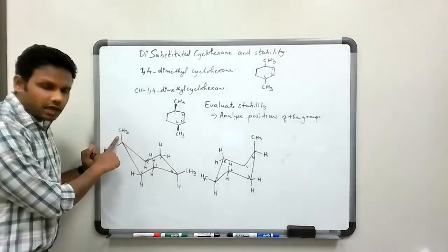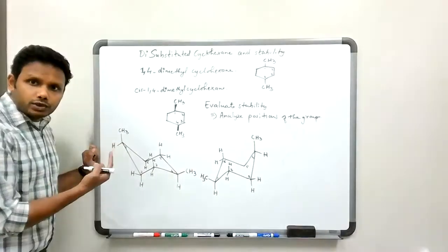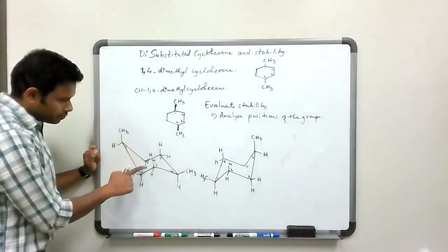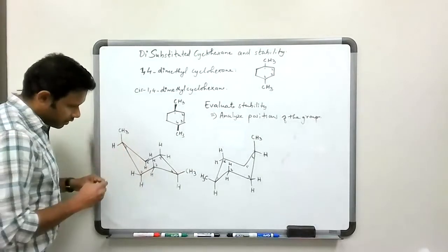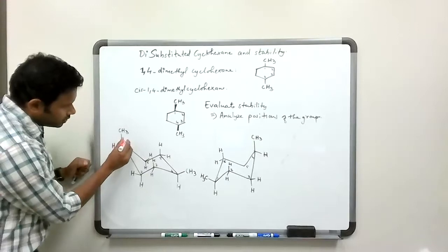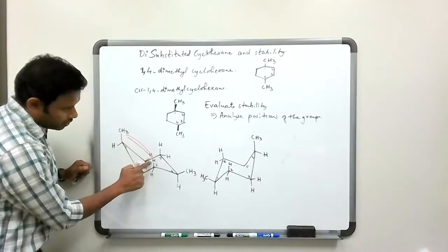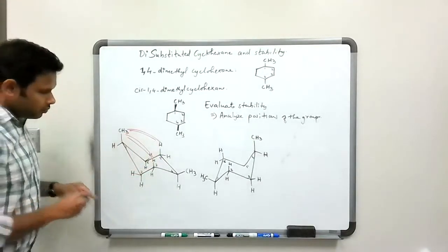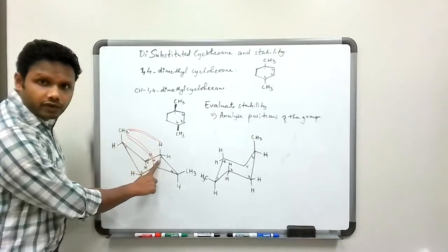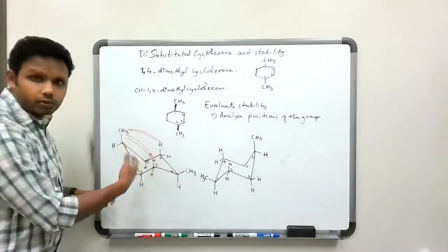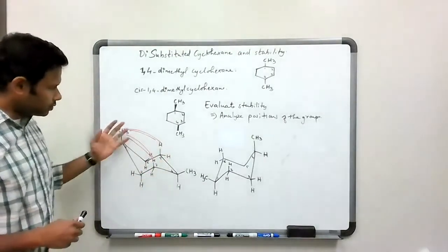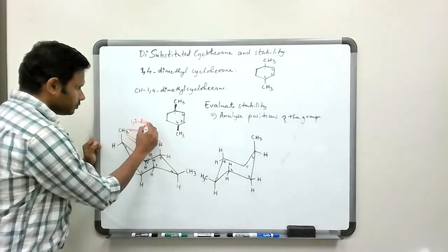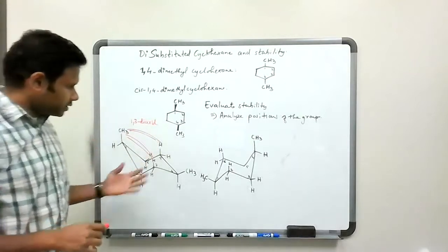But when a group is in an axial position, it's going to have gauche interactions, and it would have 1,3 diaxial interactions. So this methyl here, 1, 2, 3, will have some 1,3 diaxial interactions with this hydrogen, the hydrogen on carbon number 3. And it would also have some 1,3 diaxial interactions with the hydrogen on carbon number 5, because that's also a 1, 2, 3 relative positioning. So we have some 1,3 diaxial interactions here.